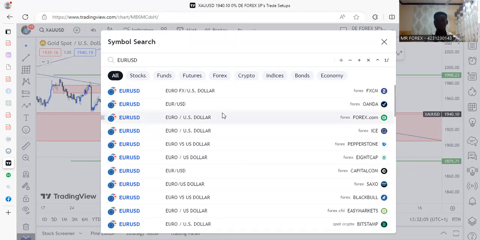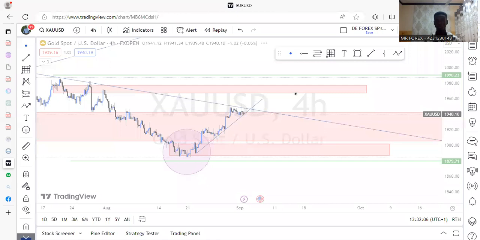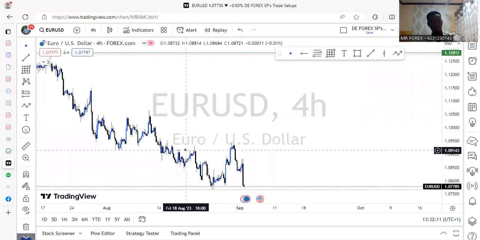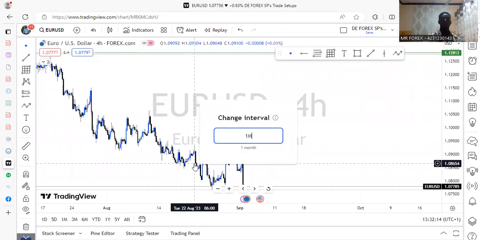The network wants to be a bit slow right here. We're going to Euro USD. Let's use the monthly chart.